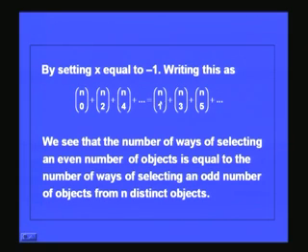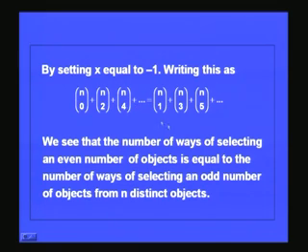What does the left hand side represent? The left hand side represents the number of ways of selecting 0 objects out of n objects, or 2 objects out of n objects, or 4 objects out of n objects, and so on. What does the right hand side represent? It represents the number of ways of selecting 1 object out of n objects, 3 objects out of n objects, 5 objects out of n objects. So, the left hand side represents the number of ways of selecting an even number of objects from n objects. The right hand side represents the number of ways of selecting an odd number of objects from n objects.